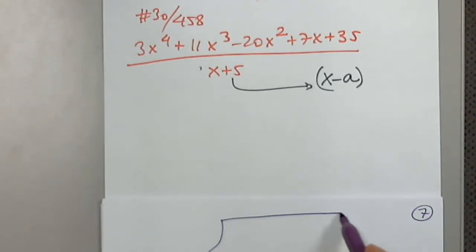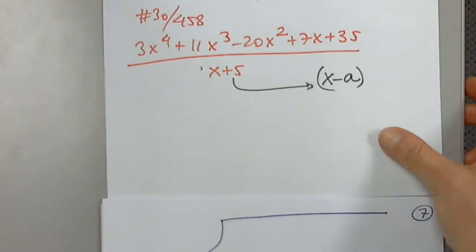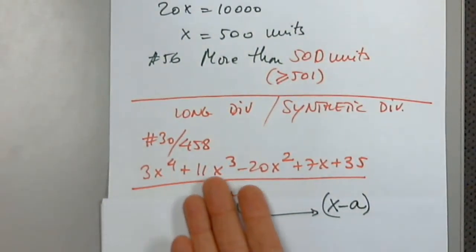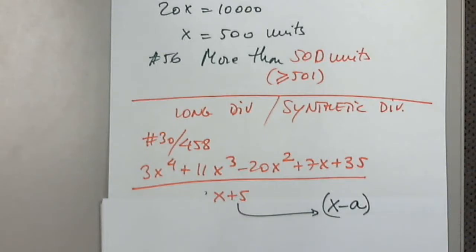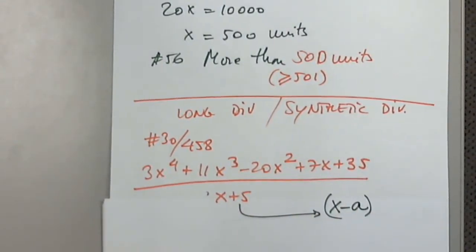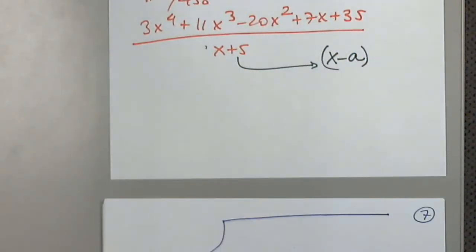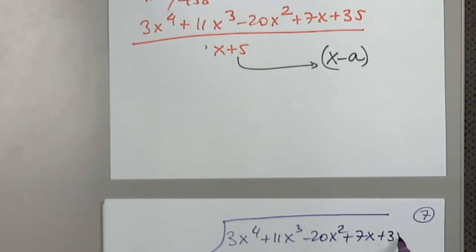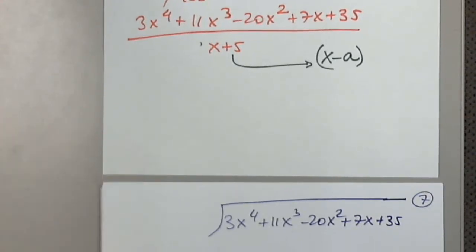So if you remember, I asked myself a couple of questions. First question that I asked myself is, are these in descending order? Yes, they are in descending order. And my second question is, is there a missing term from the top? No, because the degree is 4: 4, 3, 2, 1, and 0 degree. Very good. So then I can continue by writing 3x to the fourth plus 11x cubed minus 20x squared plus 7x plus 35, and x plus 5.